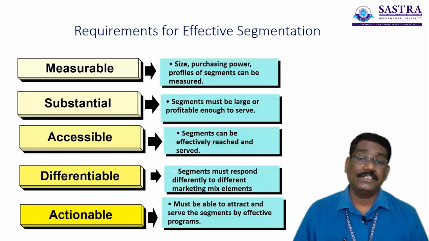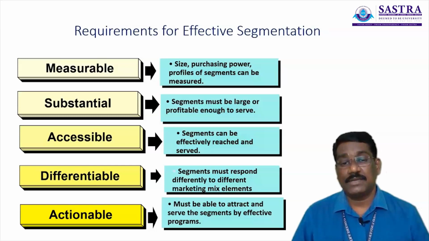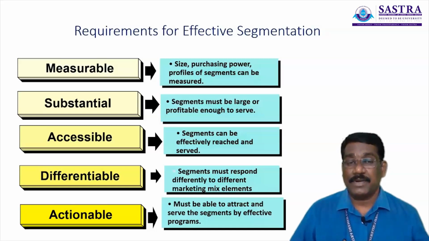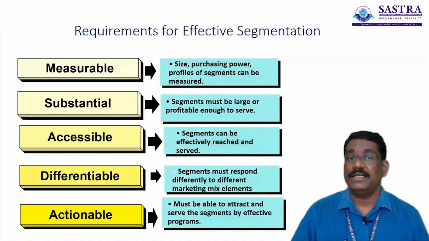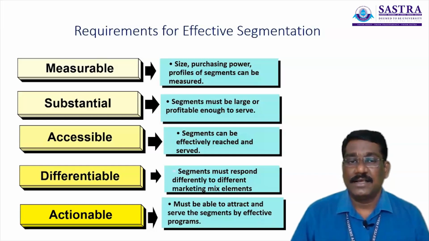And next one is about accessibility. Whether that particular segment can be effectively served or reached, we need to understand the accessibility part. Do we have any kind of constraint in accessing that particular selected segment? We need to understand that.